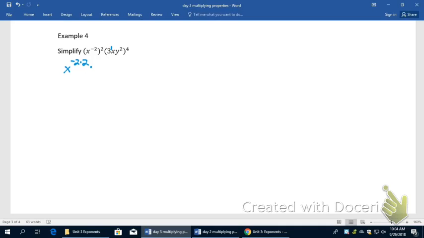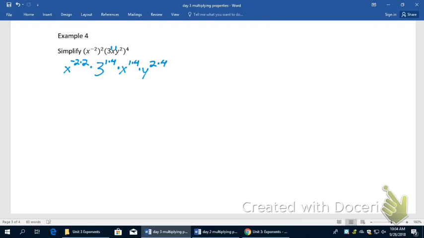3 is to the first power, remember. So it's going to be 3 to the 1 times 4. And x is also to the first power, so it's going to be x to the 1 times 4. And then y will be to the 2 times 4. And I've effectively taken care of all those power to a powers now.